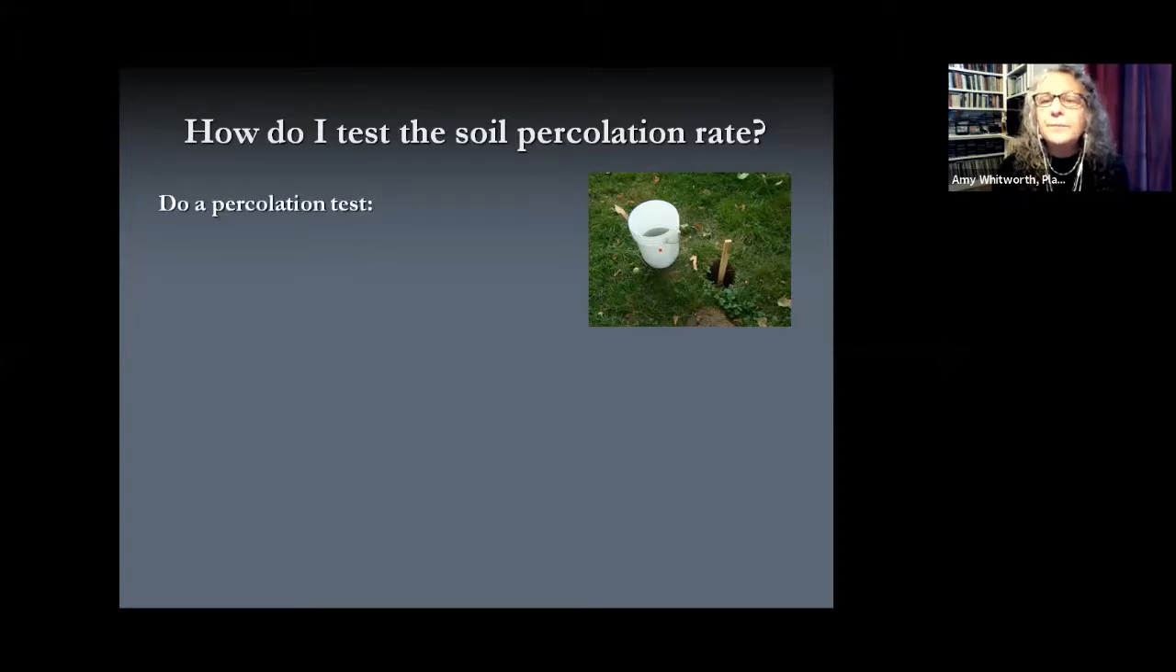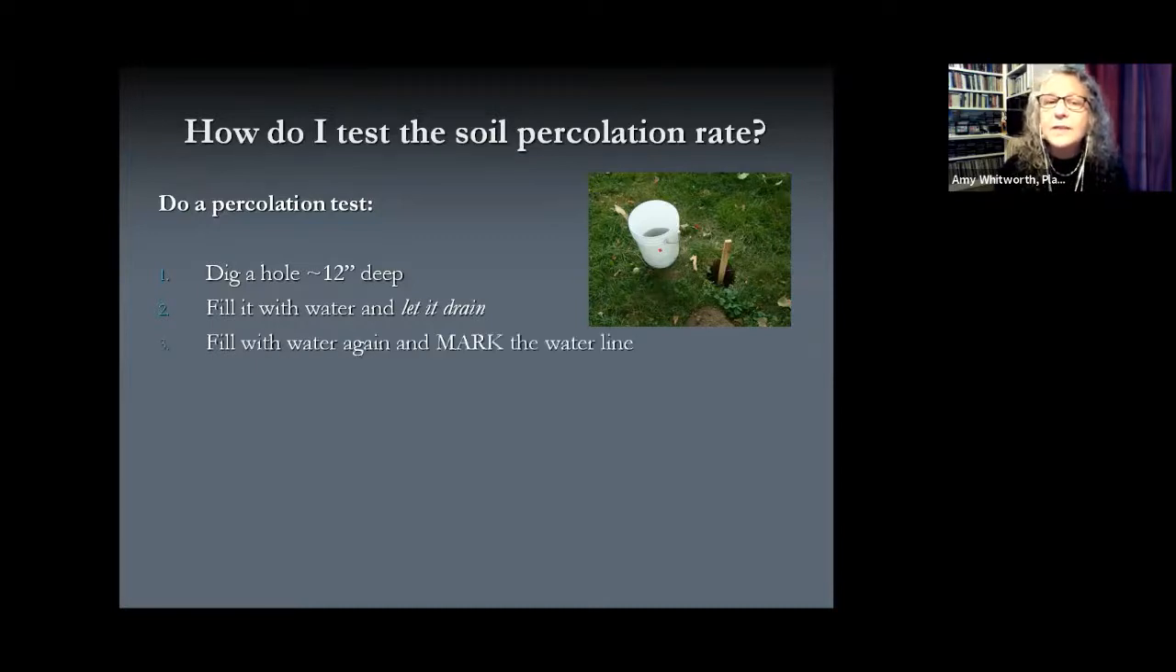To test the percolation rate of the soil, the first thing you want to do is determine the area that you want to locate your rain garden. Once you've determined that, you want to dig a hole in that area about 12 by 12 by 12. What we're trying to do is create winter saturated conditions. So we want to know how this rain garden is going to function in really severe rainstorms. How is it going to absorb the water?